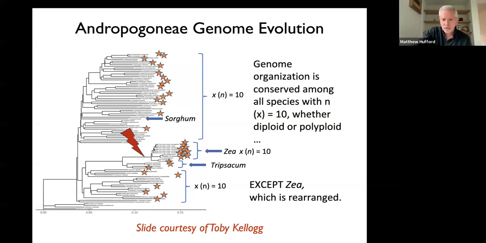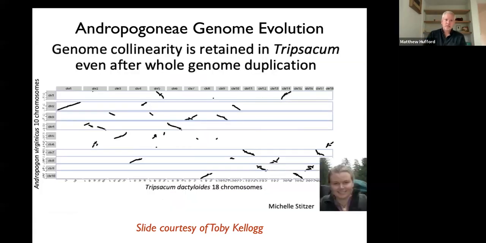And even if we look at Tripsacum, which is within the same subtribe, we see a lot of collinearity between Tripsacum and the other Andropogoneae. So Tripsacum has not gone through this whole process of reducing its chromosome count to n equals 10 after that whole genome duplication. So diploid Tripsacum has 18 chromosomes.